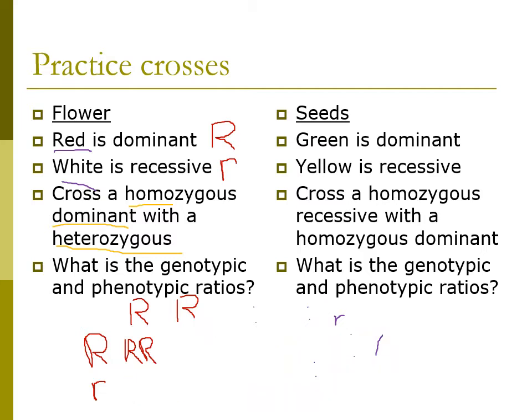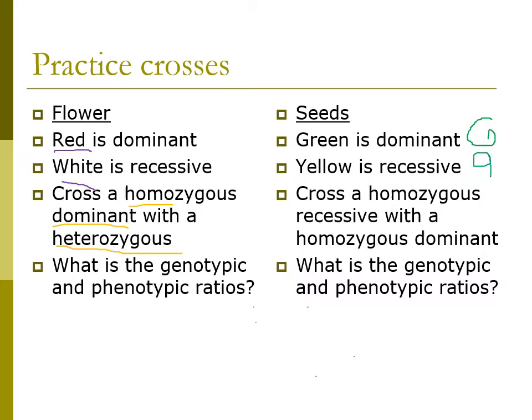So let's try this other one over here. Let me erase. Okay, so now we have seeds. We have green as dominant, so let's make green a big G, which means yellow recessive is going to be a lowercase g. Same letter, just capital and lowercase. Then we're going to look at who we are crossing, but let me make my Punnett square first.